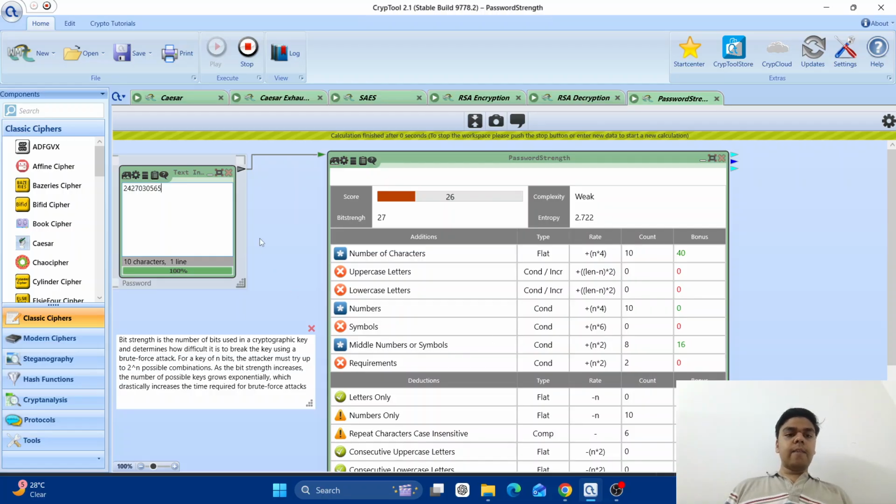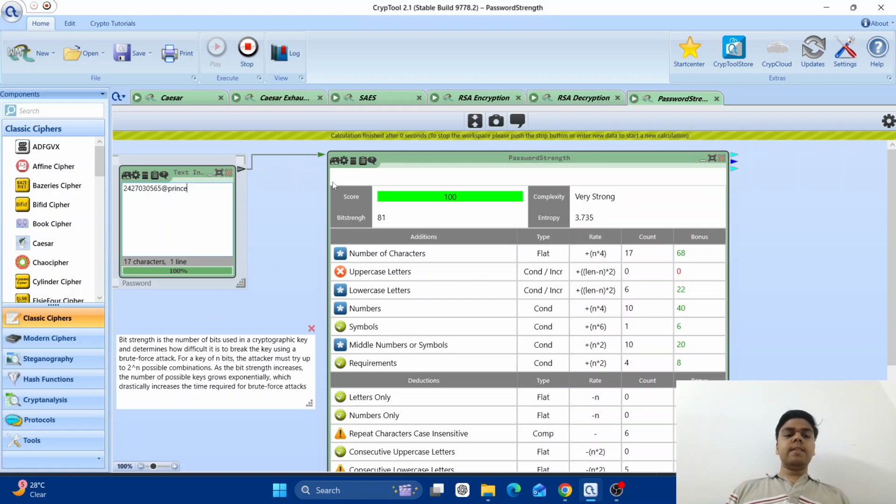But when I put in alphanumeric characters and my name, you can see that the score has now become 100, the bit strength is 81, and the entropy has reached 3.75.